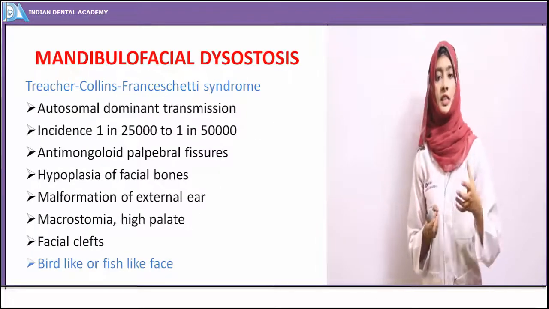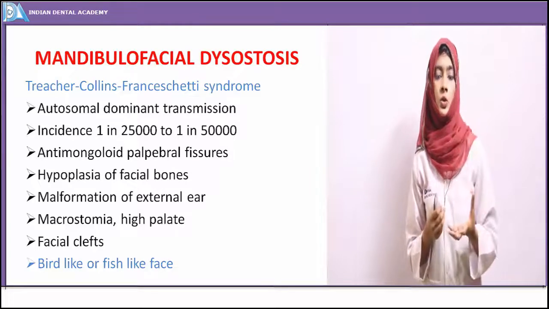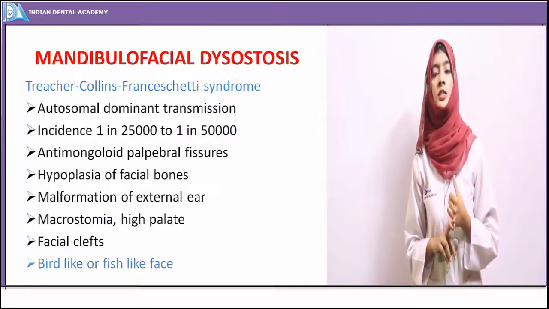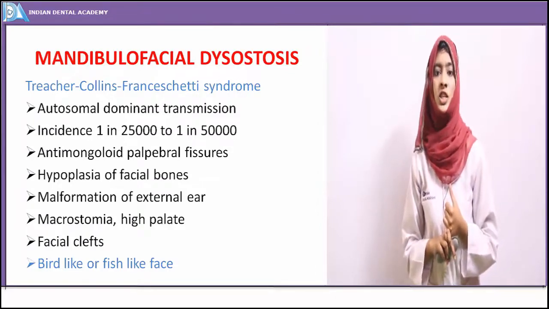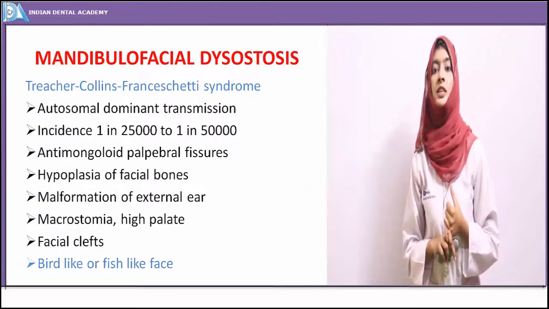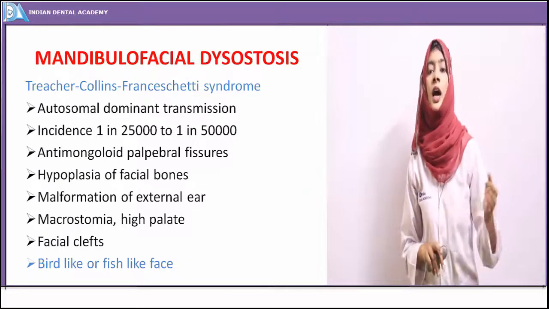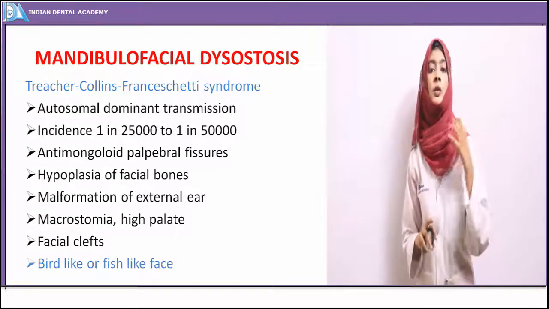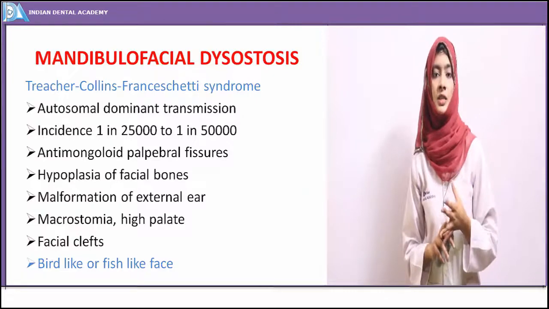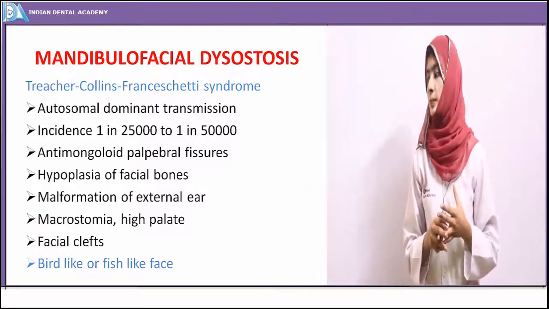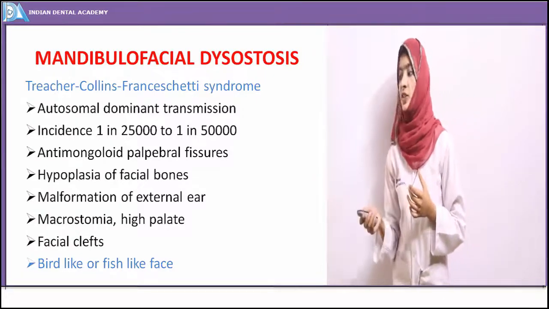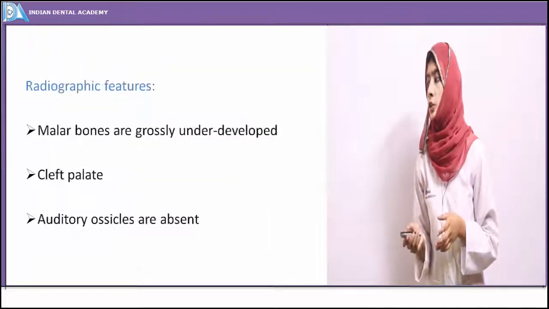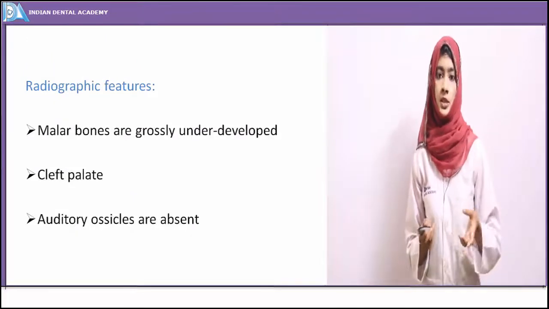So, when coming to the oral cavity, you can see the presence of cleft palate. This is because mandibular hypoplasia occurs here. Because of that, the tongue remains high in the oral cavity and that leads to the presence of a cleft palate, and a high arch palate is seen, and macrostomia is seen. So all these features give the characteristic fish face or bird-like face. Even the nose appears to be depressed here.